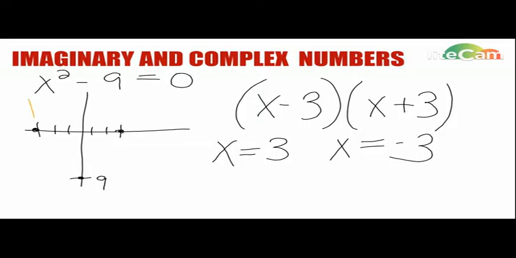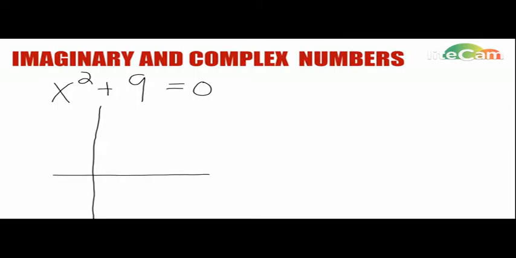If I take the parabola and put the solutions on the graph, I would have the parabola going through 3 and negative 3. Now, let's talk about what would happen with a parabola that is x squared plus 9, where we shift the parabola up 9 instead of shifting it down. Notice that I don't have any solutions because I'm not crossing the x-axis.